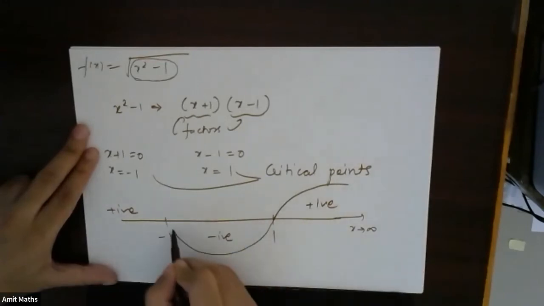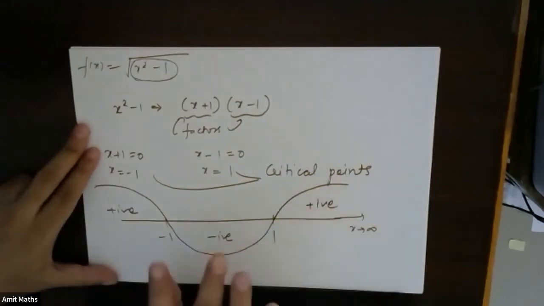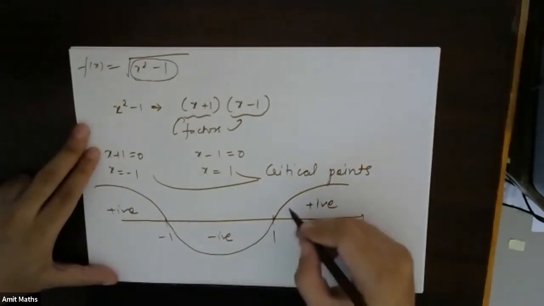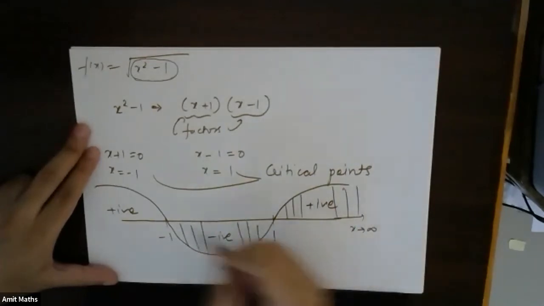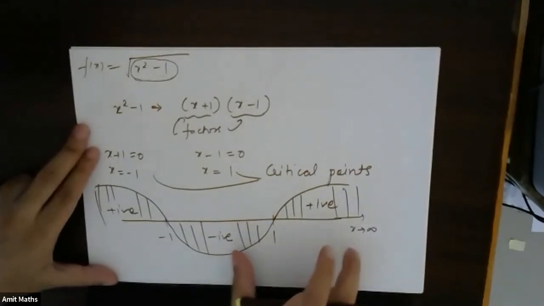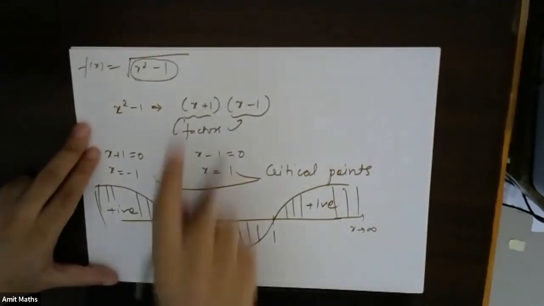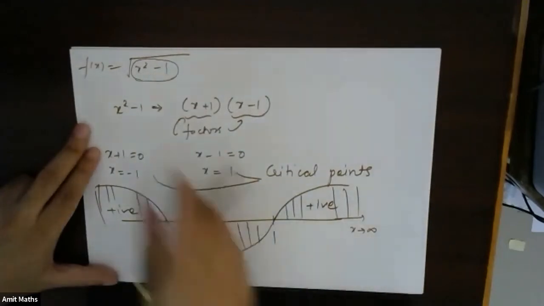This method is known as the wavy curve. Now remember, this is not the exact curve. This is just representing that this part will be positive, this part will be negative, and this part again is positive. Now I have to take only the part where this function is positive.